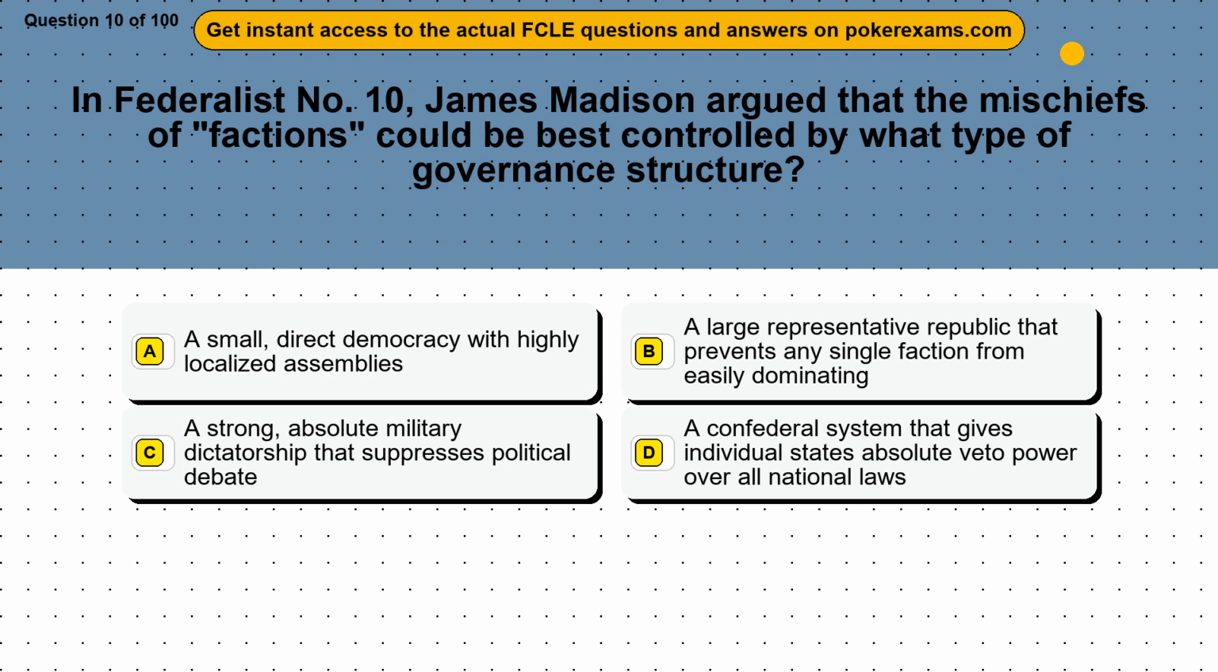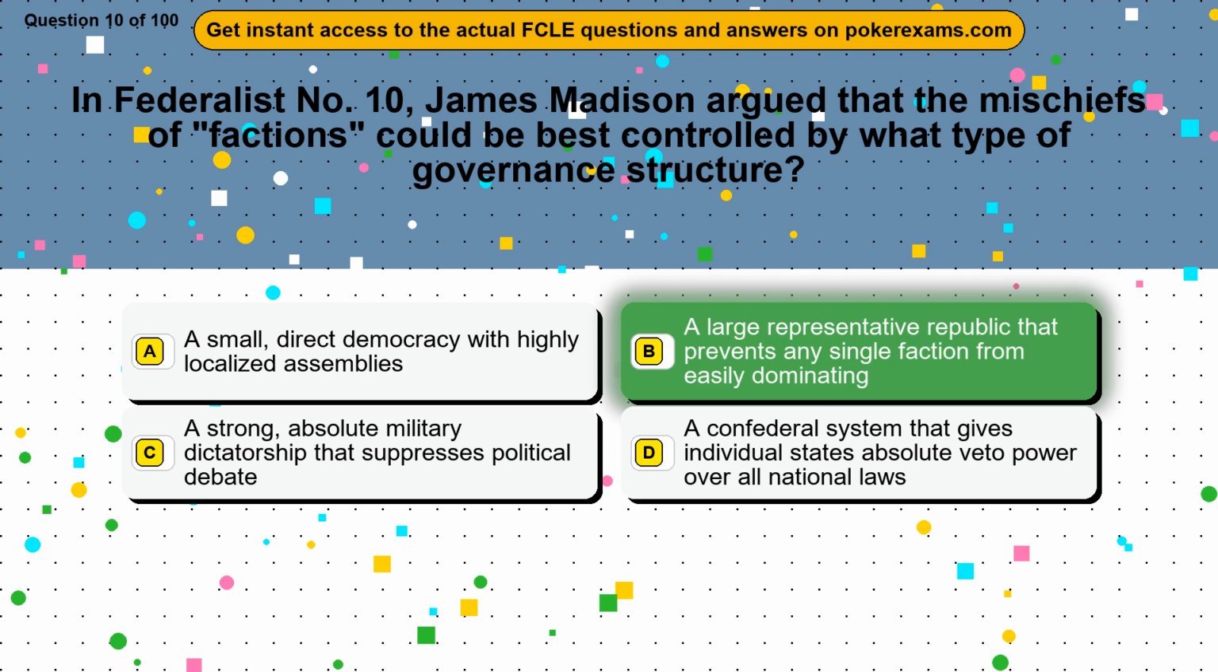Option C, a strong, absolute military dictatorship that suppresses political debate. Option D, a confederal system that gives individual states absolute veto power over all national laws. The correct answer is option B, a large representative republic that prevents any single faction from easily dominating.